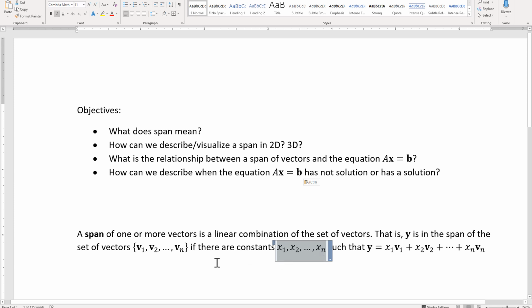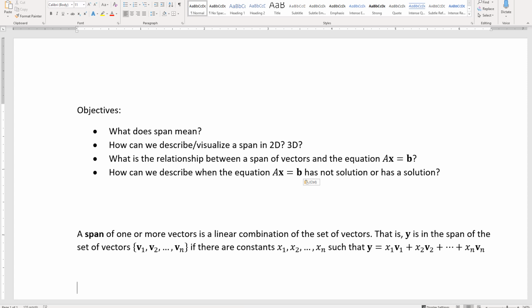x1 through xn are sometimes called the weights of v1 through vn. I'm trying to make it clear that x1 through xn are constants, scalars, and v1 through vn are vectors, and y is also a vector.